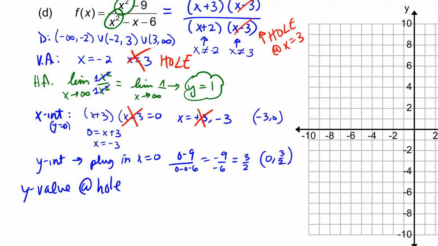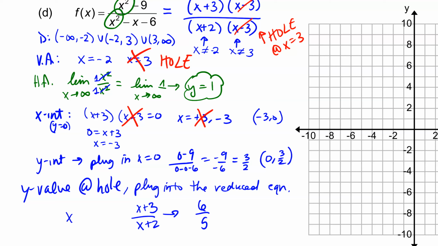What are we approaching for the hole? So what you want to do is plug into the reduced equation, aka the one where the factors cancel out already. Because if I plug in 3 into my original equation, I get 0 over 0. That's indeterminate. It doesn't tell us anything. Since we know all that x minus 3 term does is cause a hole, I can cancel it out, and I'm going to plug into the x plus 3 over x plus 2. Plug in x equals 3 and we get 6 over 5. So I'll have a hole at (3, 6/5).